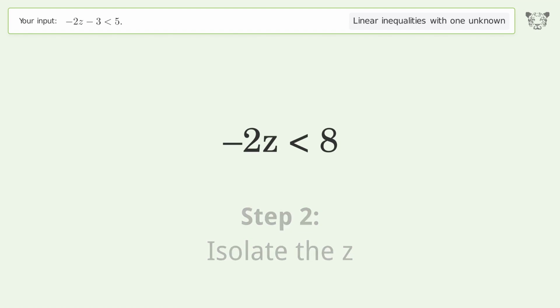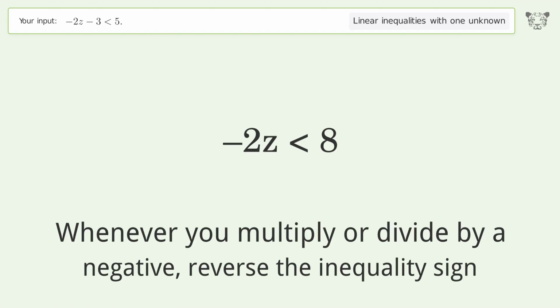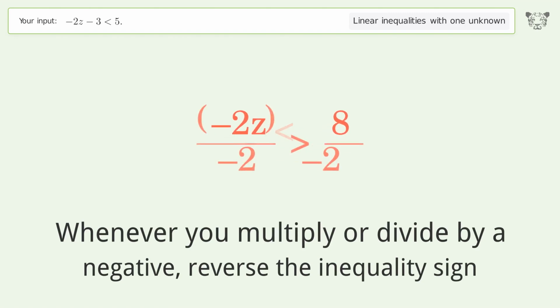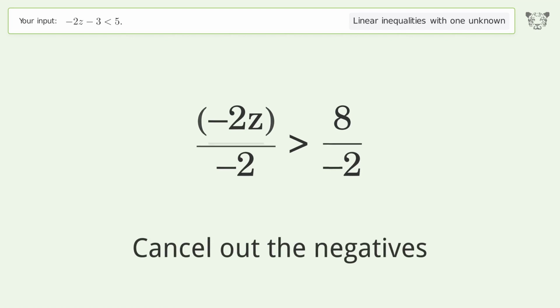Isolate the z. Divide both sides by -2. Whenever you multiply or divide by a negative, reverse the inequality sign. Cancel out the negatives.